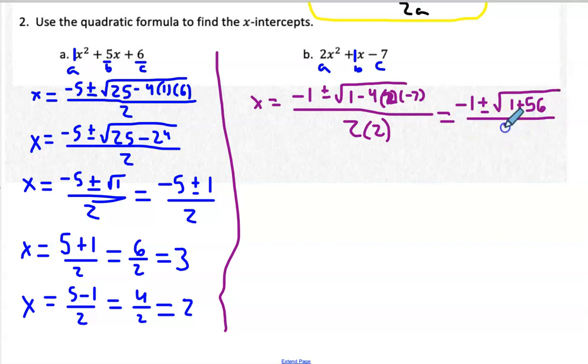All over 2 times 2 is 4. All right, keep going here then. -1 plus or minus under that square root, 1 plus 56 is 57 over 4.